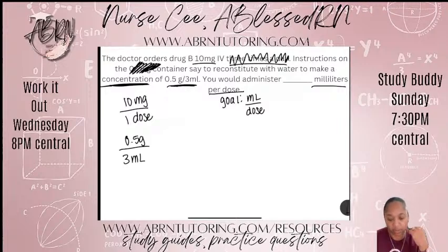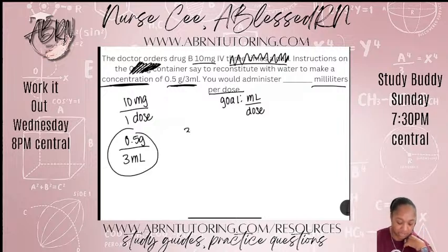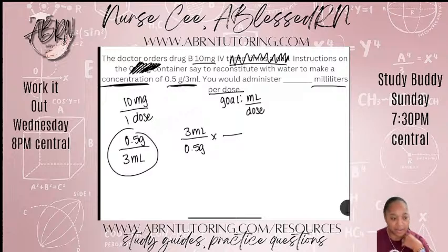Okay. So if we're looking for milliliters on the top and dose on the bottom, I'm going to flip my puzzle piece that has the milliliters in it so that it's on the top. I always start with what I'm looking for. I don't have to go and find it.